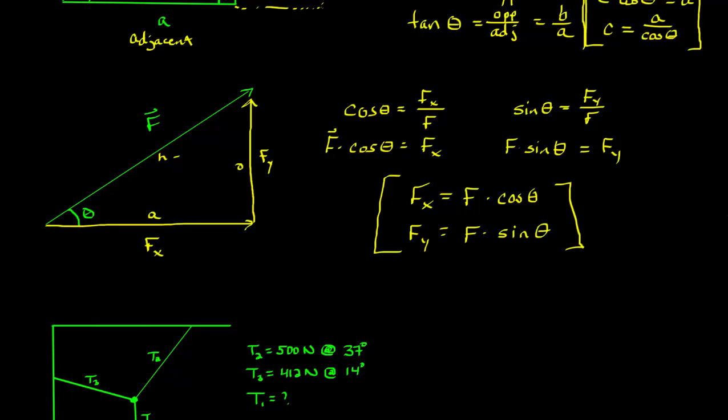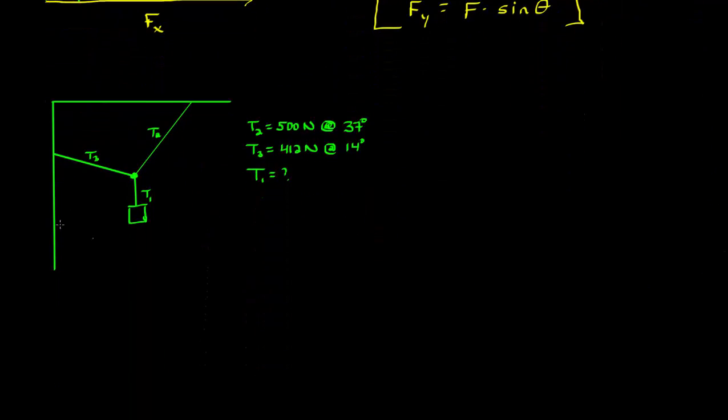Okay, so let's apply this. So here I have a box hanging by a rope to some ring or knot or something, and then that knot is then attached to two other ropes, and the whole thing is suspended from a ceiling and a wall. And then I'm given these quantities. So I have a 500 Newton force here at an angle of 37 degrees. And then I have a 412 pulling this way at 14 degrees.